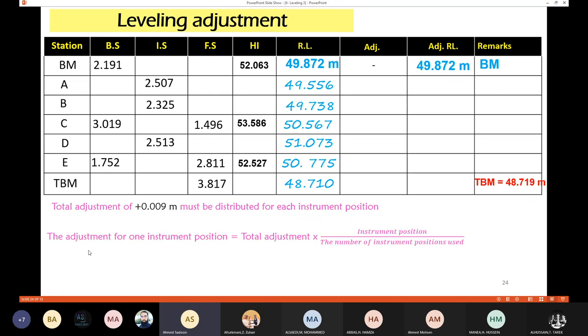So the adjustment for one instrument position equals the total adjustment, which is 0.009, divided by the number of instrument positions. If you are talking about the first position, the value is going to be 1.